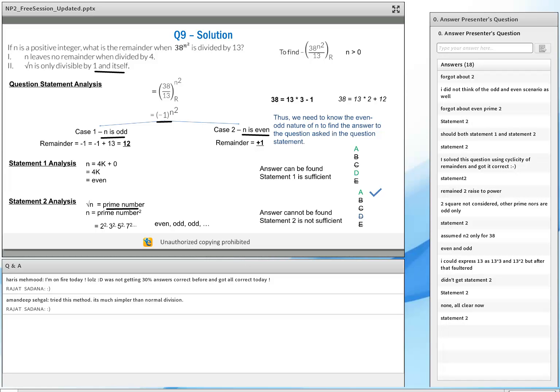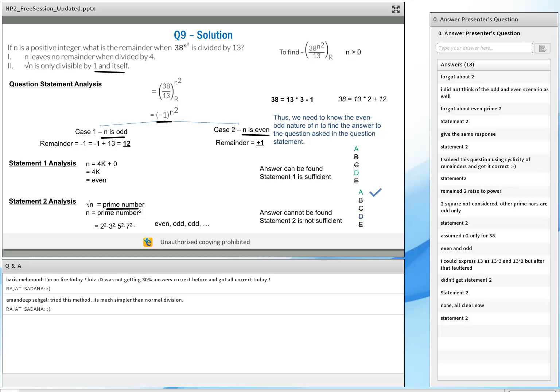Okay. All right. Forgot about 2. But that's where this feedback is really important. Now, some of you did the cyclicity rule. Again, I don't recommend that you do that. It's a bit more sophisticated.